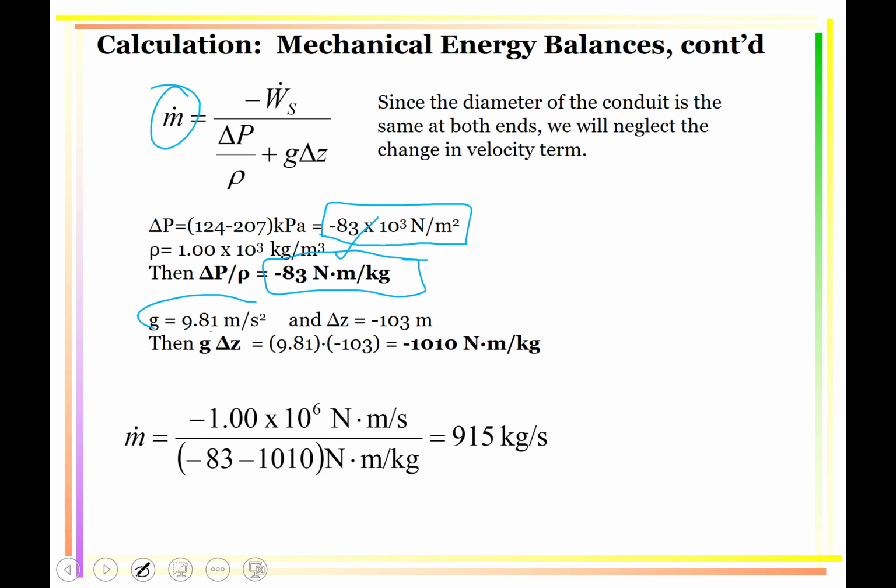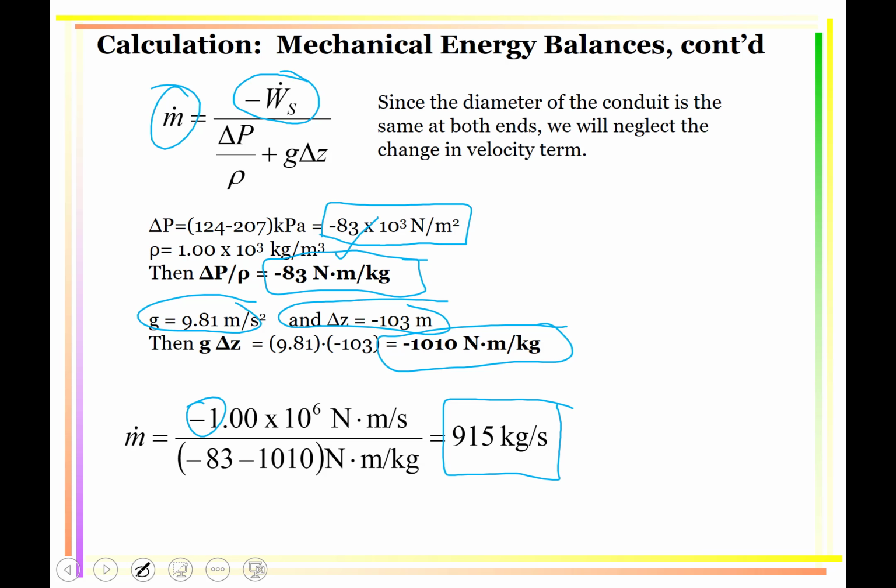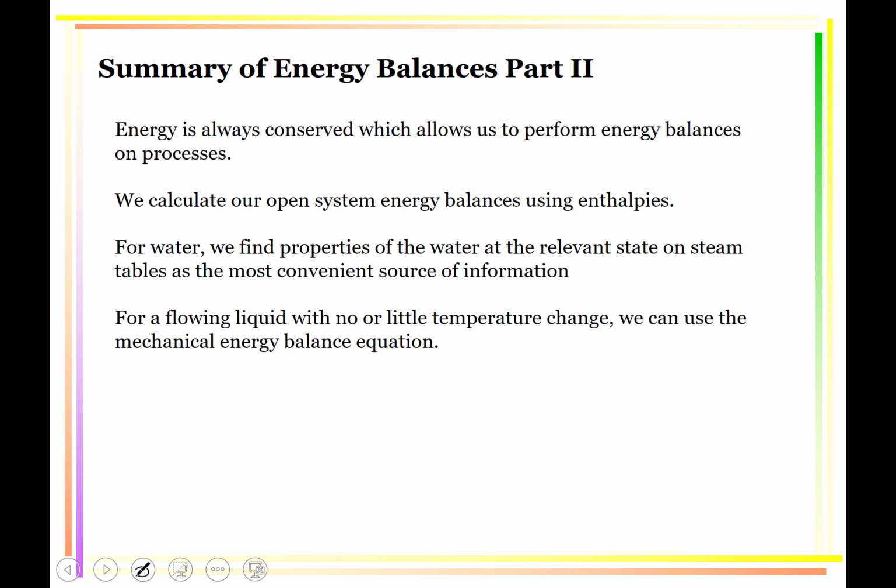We have gravity. We know the height change is also negative. And then g delta Z is going to be this. And we plug those in. And since it is minus W dot S, even though the work has a positive value, we put a negative here because it is minus W dot S. If we put all those in and we solve, we get 915 kilograms per second as our m dot.